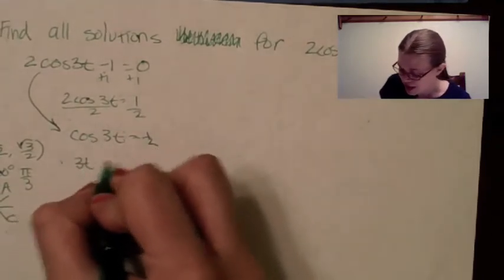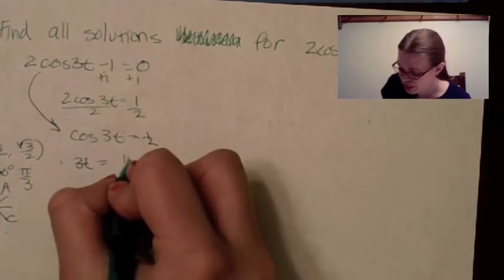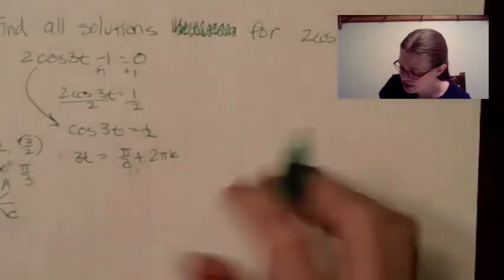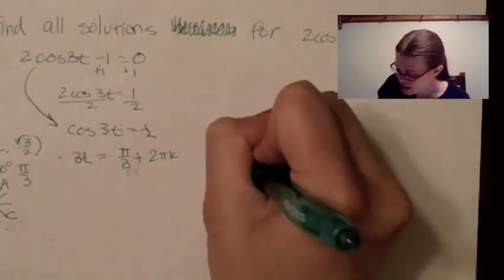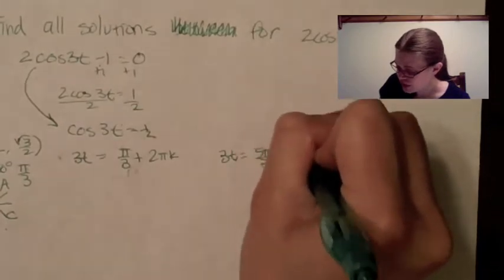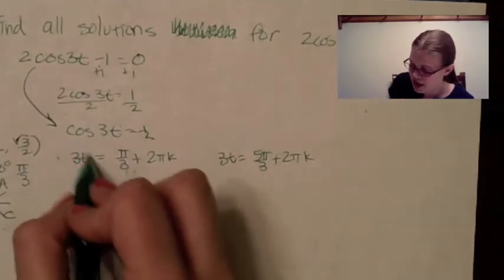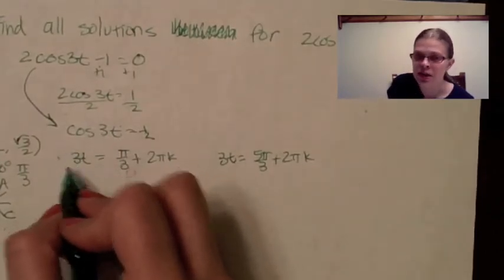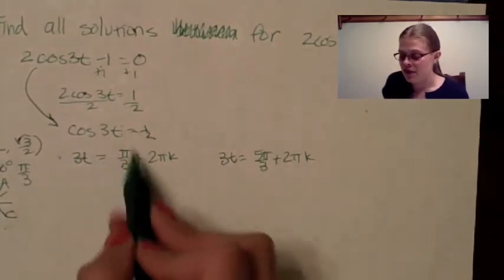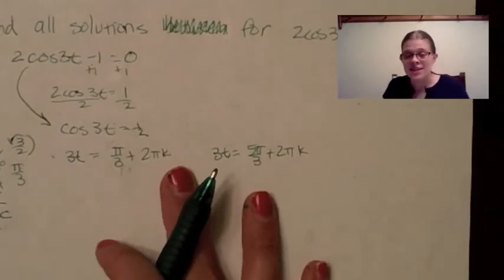So I would have the variable, which in this case we're going to look at 3t, is equal to pi thirds plus 2 pi k, and 3t is equal to 5 pi thirds plus 2 pi k. So you still solve the same way, except for now your angle is going to be a number times the variable. So now what I do after I've solved and found the two angles that work, I'm going to get the t by itself.